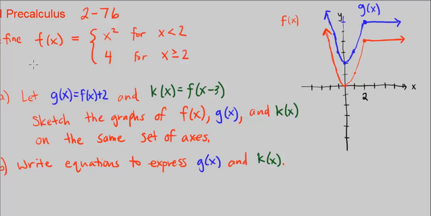Okay? Finally, let's graph k of x. And we know that that's just our original function f of x in red shifted to the right 3 units. So let's go ahead and shift every point to the right 3 units. 1, 2, 3. Over here at negative 2, it was positive 4. Now that's going to shift to the right 3. 1, 2, 3.